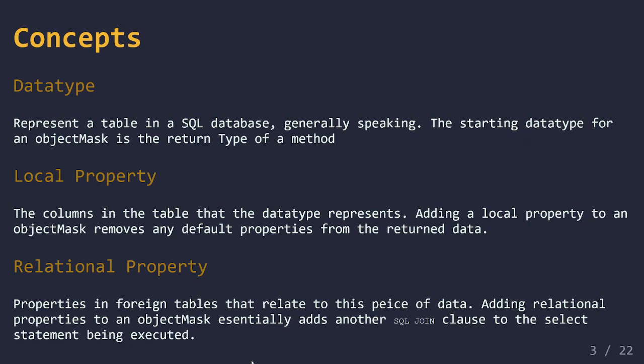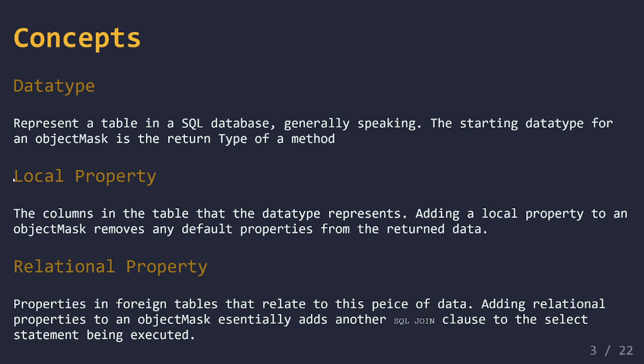Some basic concepts. First, we got data types. A data type represents a table in a SQL database, more or less. The starting data type for an object mask is going to be the return type of a method, and we'll talk specifically about how to find that in the documentation in a moment.